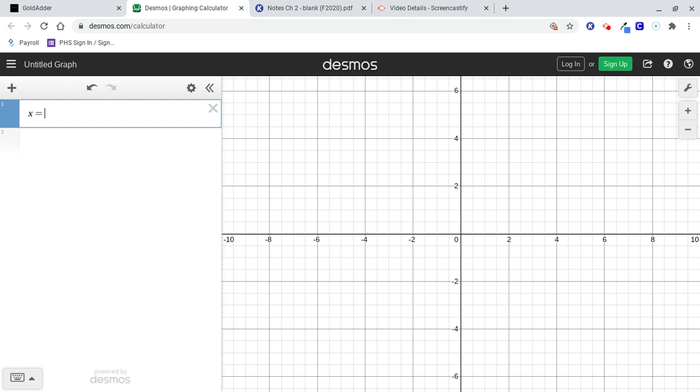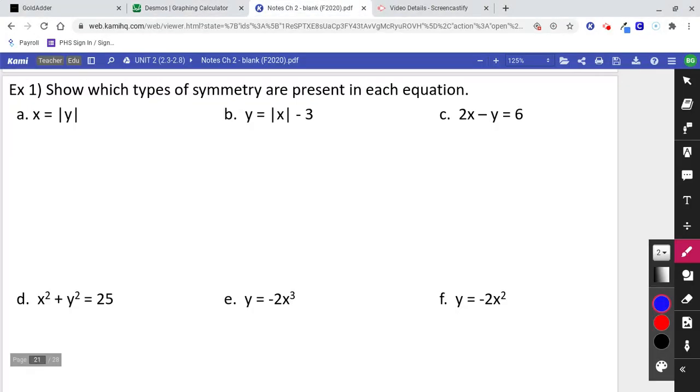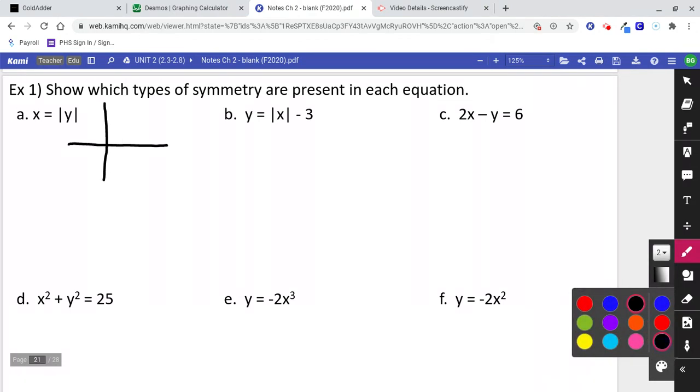X equals absolute value of y. Okay. So we can see it's a V shape, but it's sideways, right? We can see vertical line test. It's not a function. We can see all kinds of stuff. So a sideways V shape. I'm going to go ahead and sketch that real quick. A sideways V shape.